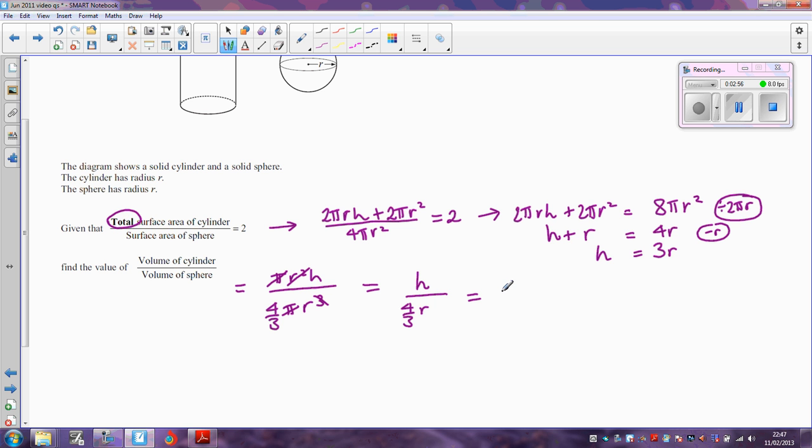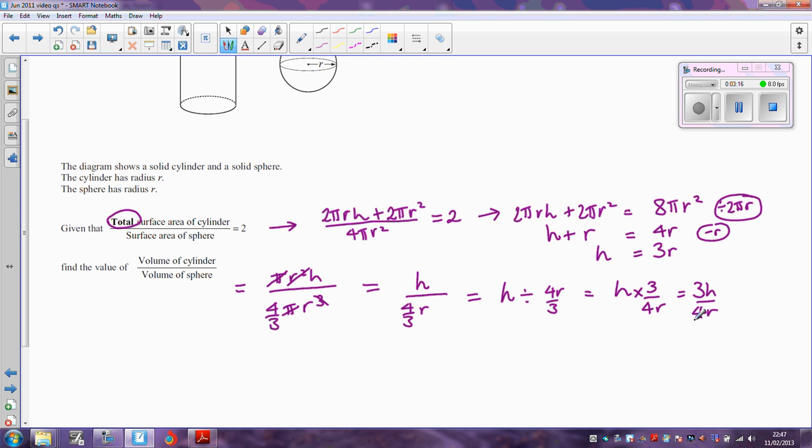Right, it's a little bit of a mess. I don't like that particularly. So what I'm going to do is change it into, well, I can think of it as h divided by 4r over 3. And that's just the same as h multiplied by 3 over 4r. In other words, 3h divided by 4r.